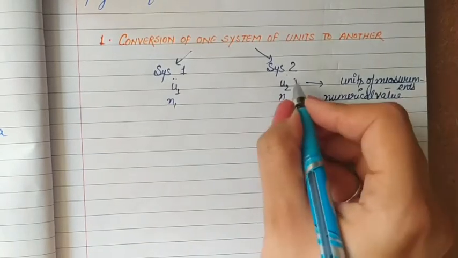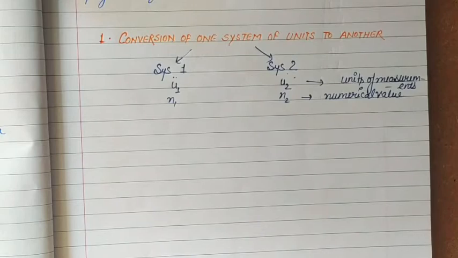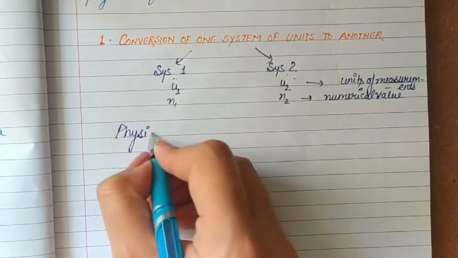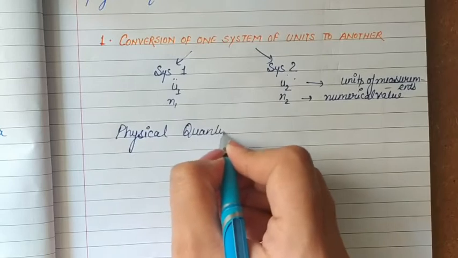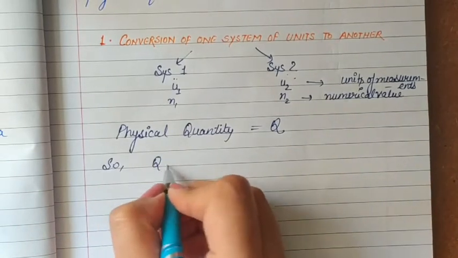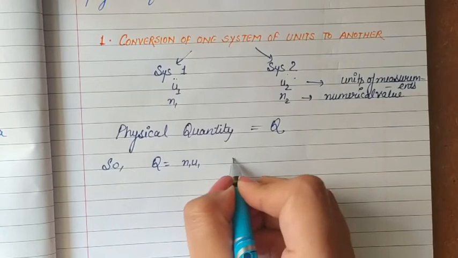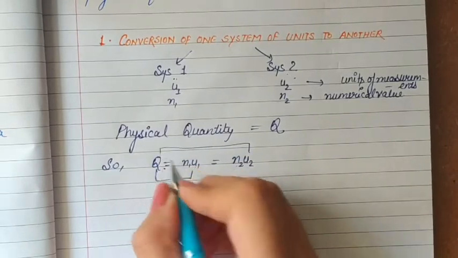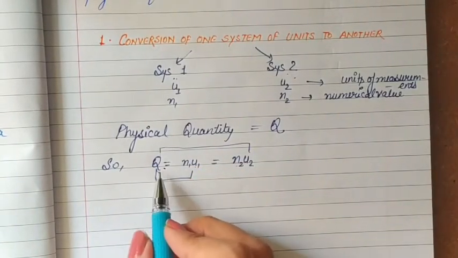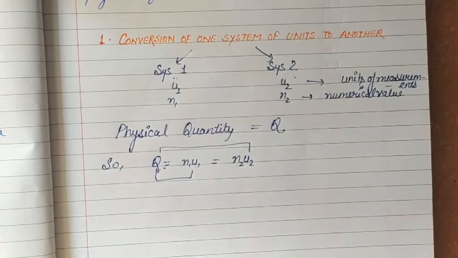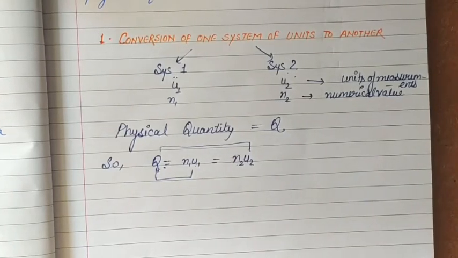The numerical values are N1 and N2 and the units are U1 and U2 respectively, and the physical quantity has a magnitude, which is represented as capital Q. So in both systems we can write Q as N1 U1 in the first system and N2 U2 in the second system, but both these values are equal to Q. The fact that the magnitude of this physical quantity remains the same whatever the system of units is, is used to convert one system of units to another. Now let's see how this conversion takes place.